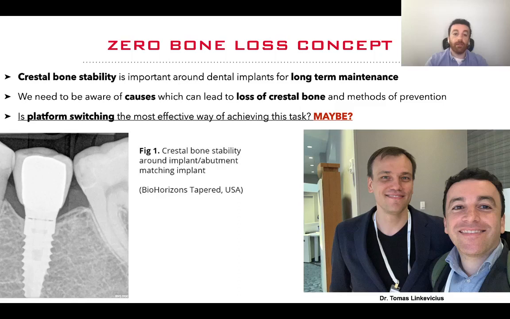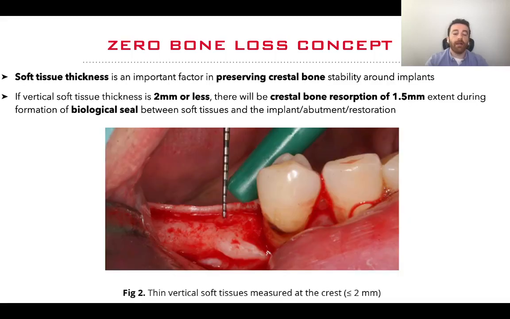So this leads to the zero bone loss concept. This is Dr. Thomas Linkovich, and he discusses this in depth in his textbook as well. So this is not so much about platform switching or not, because these are not certainly the only issues in place, but having an awareness of our implant depth at placement and the tissue thickness will help to prevent these issues.